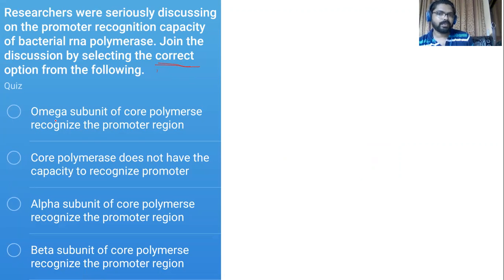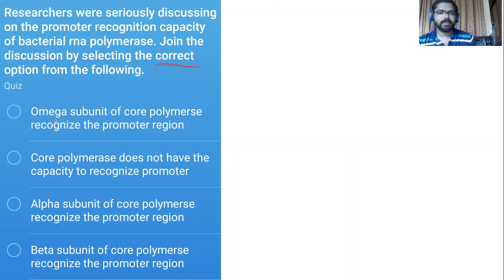Omega subunit of core polymerase recognizes the promoter region. Core polymerase does not have the capacity to recognize promoter. Alpha subunit of core polymerase recognizes the promoter region. Also, beta subunit of core polymerase recognizes the promoter region. So they want you to select the correct option.